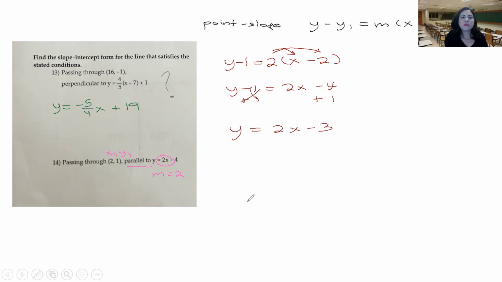And if you notice, sometimes people get confused because this might not look like it's going through that point. We don't see that coordinate anywhere. But if I were to plug in x equals 2 and y equals 1, it is a point that is on this line. And because it has the same slope, it's parallel. So our answer here is y equals 2x minus 3. And that's how we can find the equation of parallel or perpendicular lines.